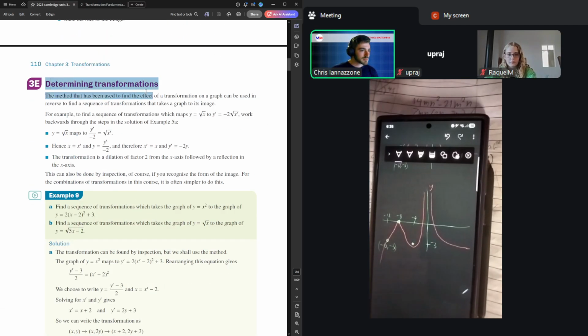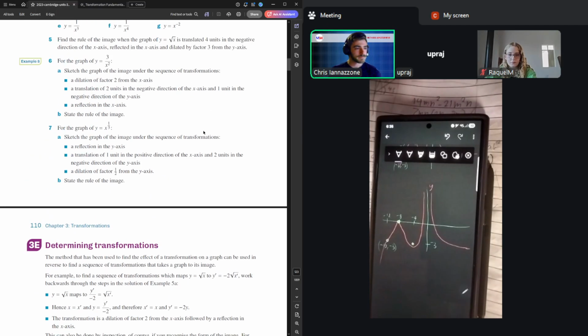Next time we look at this, we'll be doing it in the reverse direction. You've got a transformed function. How do we get back to a baseline original function?